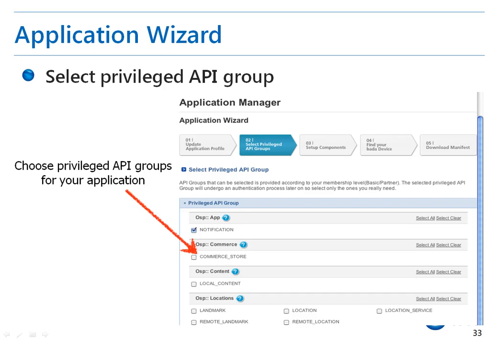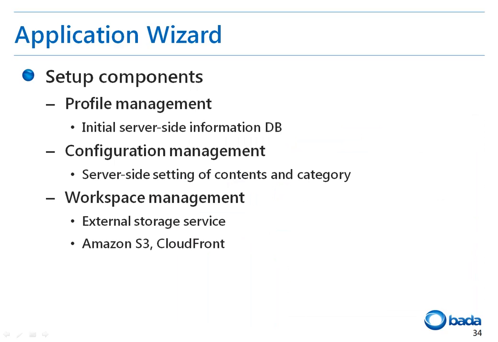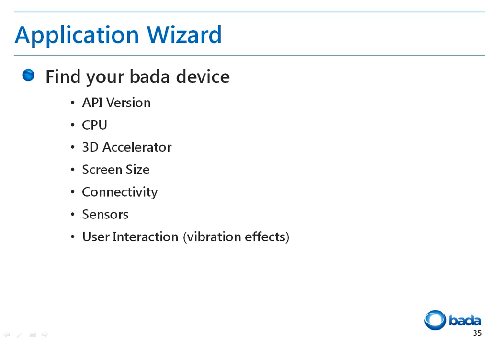You can easily select a privileged API group. You just need to select the checkbox of the privileged API group which the privileged API belongs to. Then the components are installed. These components include profile management to save the application information in the database of the Bada server, configuration management to save content in the category on the server, and workspace management that relates to external storage services such as Amazon S3 or CloudFront.